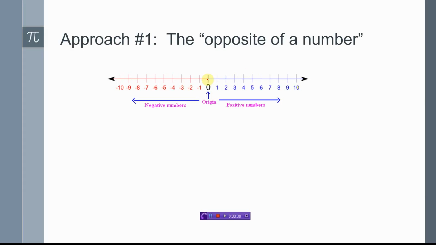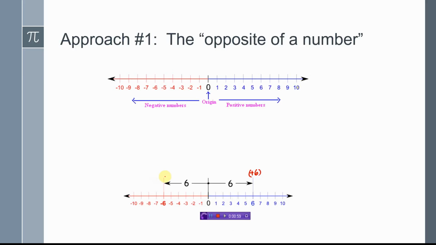If we look at the zero, the position of the zero, it's called the origin. Going to the right, we have our positive numbers. Going to the left of the origin, we have our negative numbers. So if I say that I want to move 6 units from the origin, then I could end up at positive 6, or I could end up at negative 6.